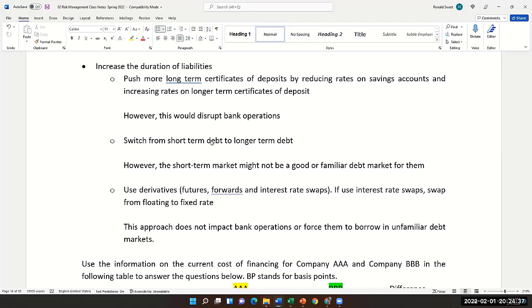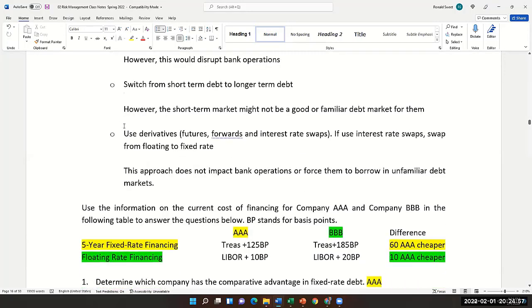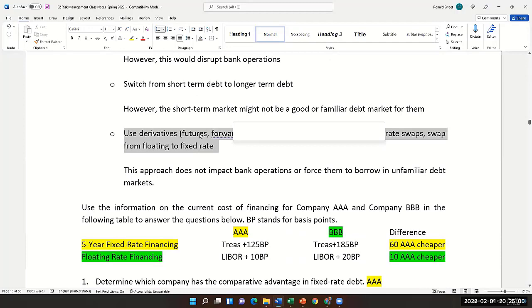If you need to switch from short term to long term, but short term is where you have that advantage because you're not so highly rated, maybe you're triple B. You say, man, I don't want to do this longer term debt because the interest rates are much higher because our credit quality is not that good. That's not a good solution either. They need to borrow money where they have the advantage. So the last thing they can do is use the derivatives, forwards and futures, interest rate swaps. And this they can do by moving from floating to fixed.